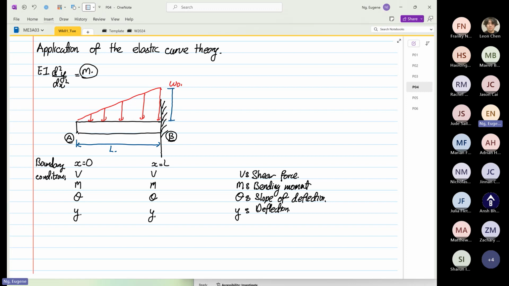So now we are going to create our boundary conditions. When x is equal to 0, V is also equal to 0. So if I were to draw our transformation, X and Y. Hold on.